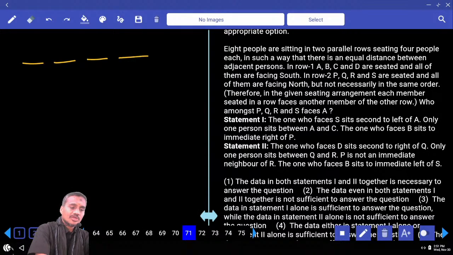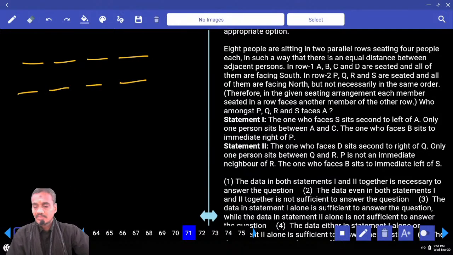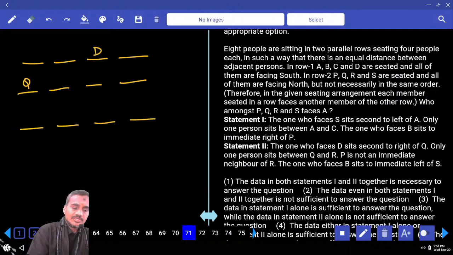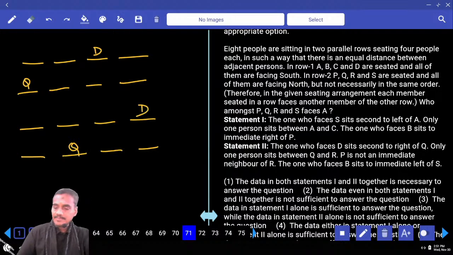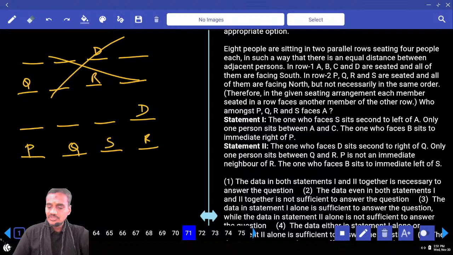Next, we need to check whether 2 alone is also sufficient, because the choice is either 1 or 2. The one who faces D sits second to the right of Q. Now if Q is here, and D sits second to the right of Q, D is here. Only one person between Q and R, so there must be exactly one person. And P is not an immediate neighbor of R. This case is not possible. Hence P is here, S will be here.